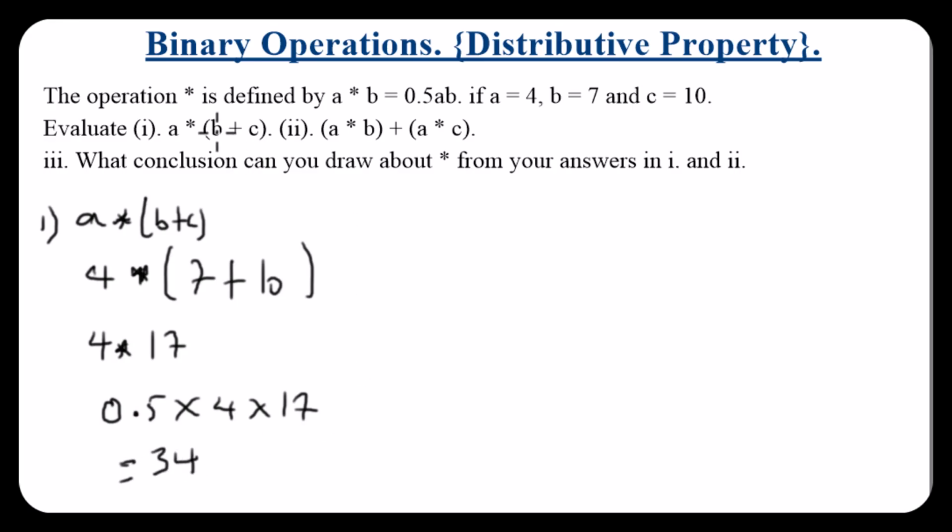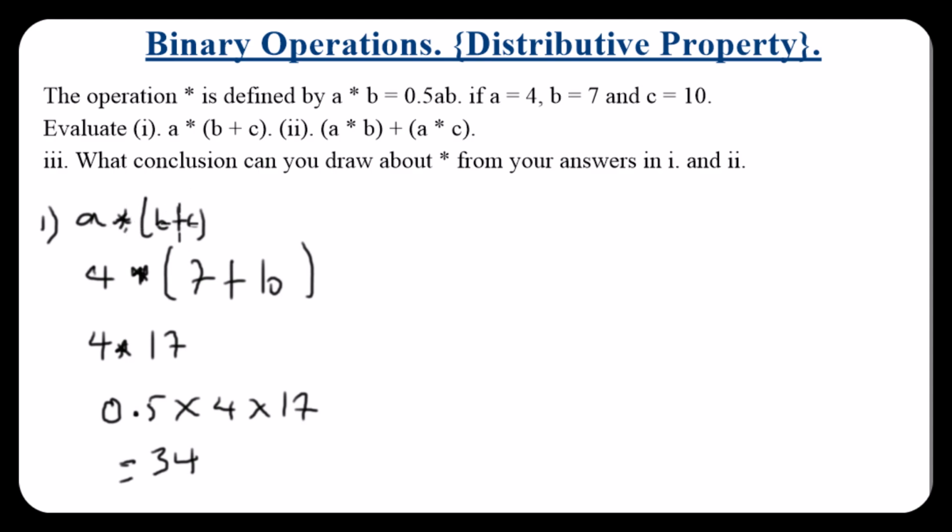So the first part, A star (B plus C) is equal to 34. Again, let's just repeat what we've done. We said from the question A is equal to 4, B is equal to 7, C is equal to 10. And then we wrote it like this. But we have to be careful because only the operation star has to be defined.